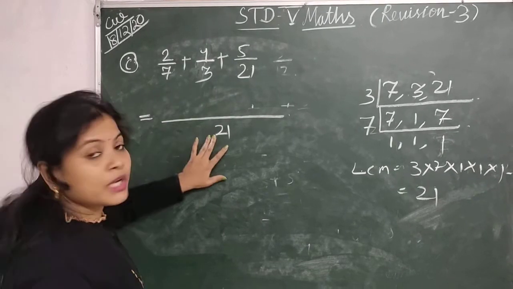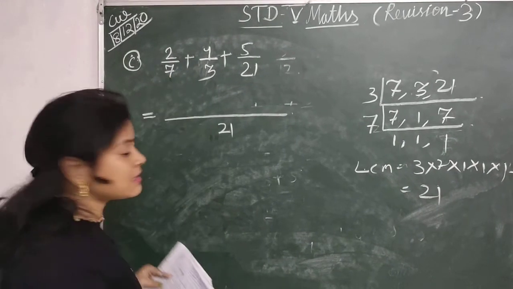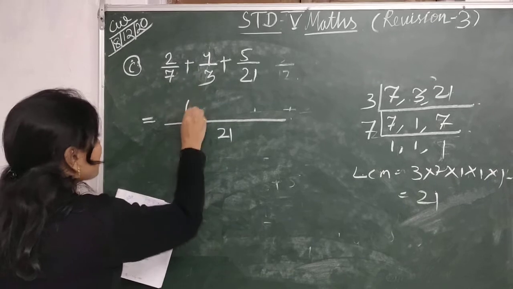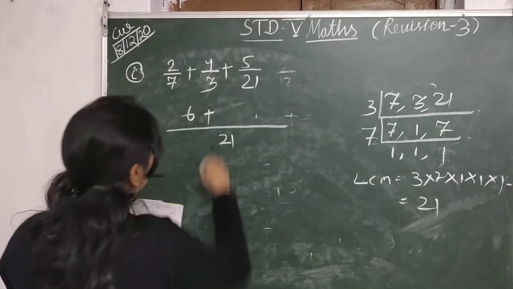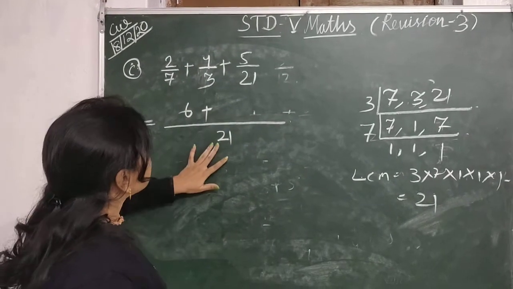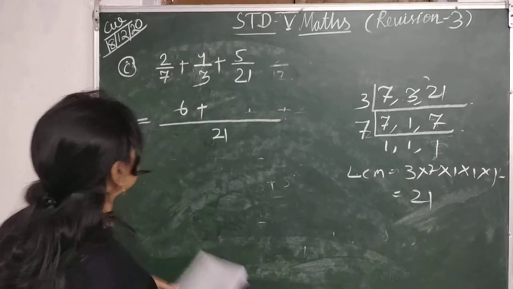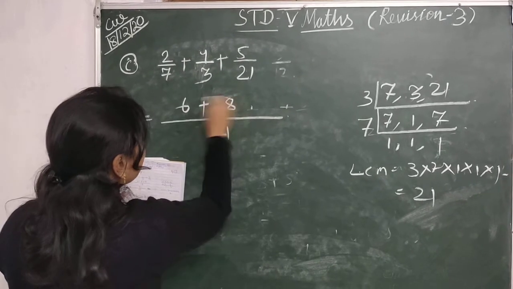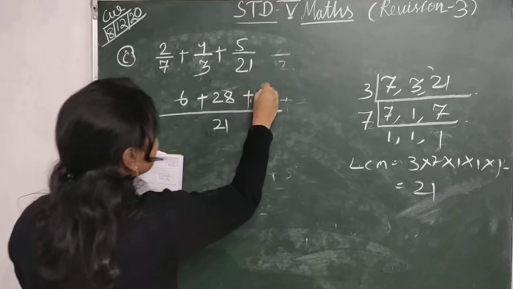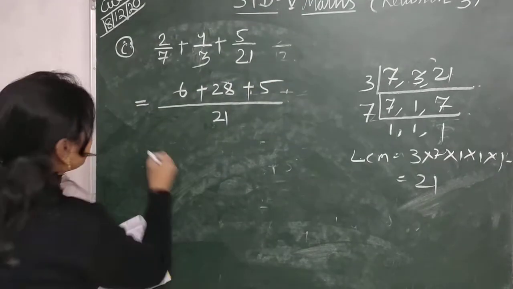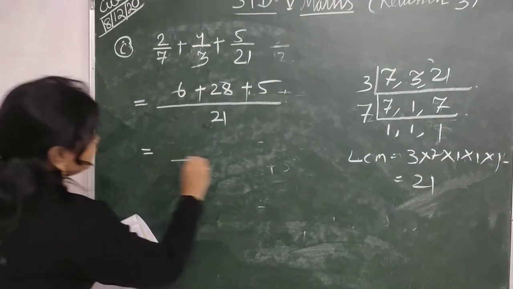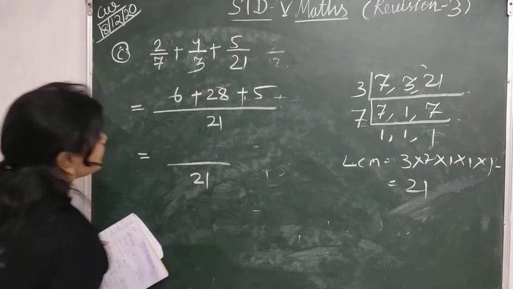Okay. Then divide 21 by 7. 7 threes are 21. 3 twos are 6. So I will write here 6. Then 3. 3 sevens are 21. Then 7 fours are 28. So I will write here 28. Then plus here 21, so simply you will write here 5. Okay. Then in the denominator 21.